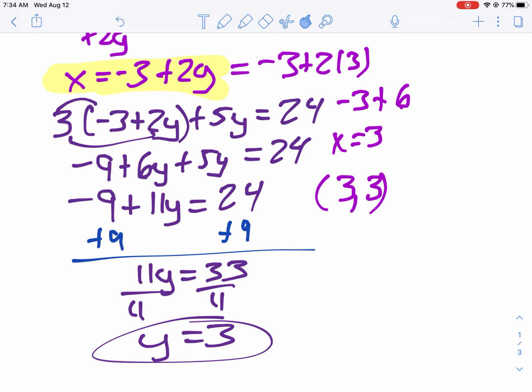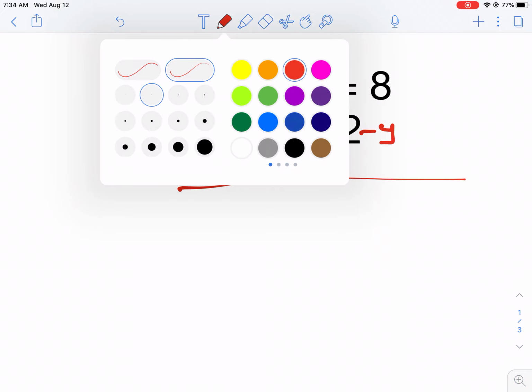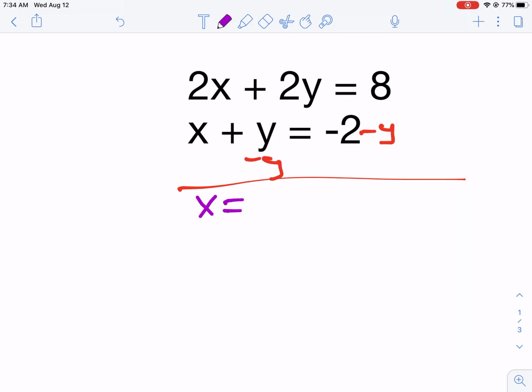If we take a look at example 3 now, once again, I could solve for x, or I could solve for y in the first equation, but I think I'm going to solve for x in the second equation, just because the coefficient of x is 1. I could solve for y in the second equation too. Both of them are correct. So we're going to subtract y from both sides. So then we get x equals negative 2 minus y.